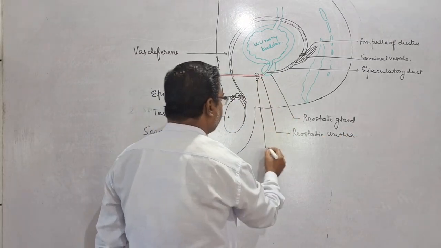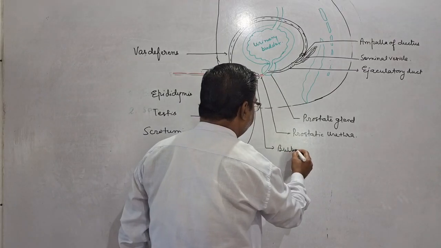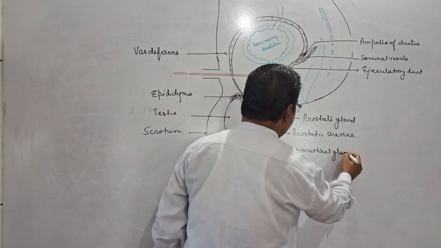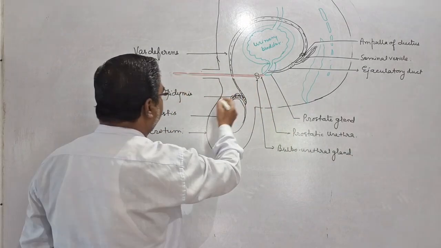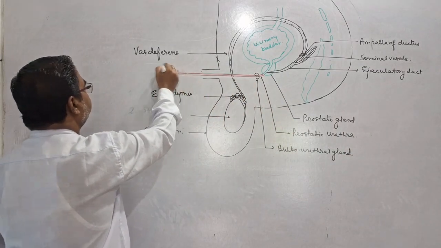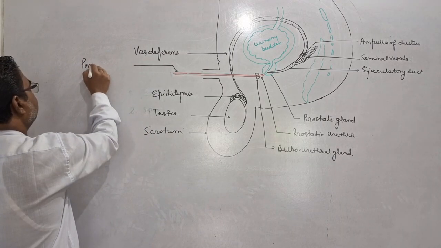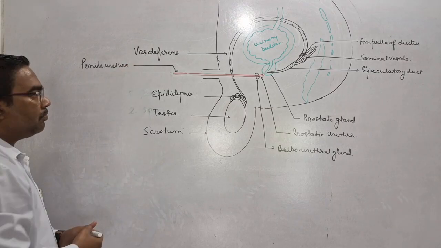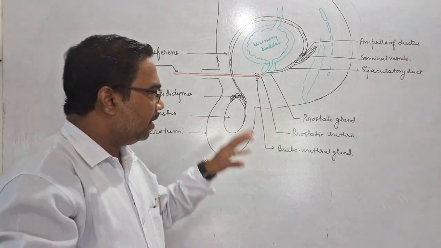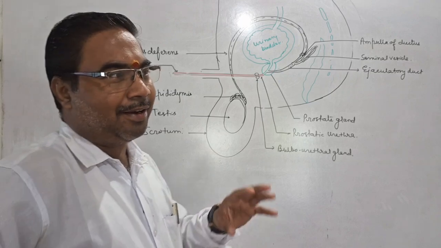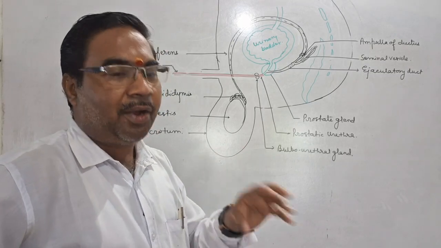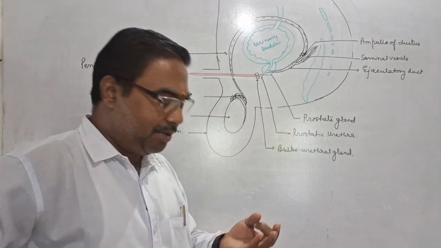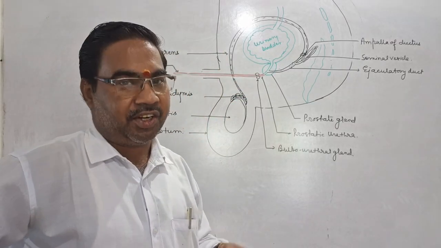Now, this is called the bulbourethral gland. And now from here, the red structure is the penile urethra. Now these are the different parts. The structures drawn with green color are actually not part of the male reproductive system. The green colored area where I wrote the urinary bladder is actually part of the excretory system.